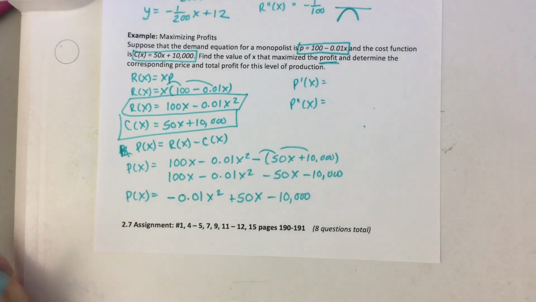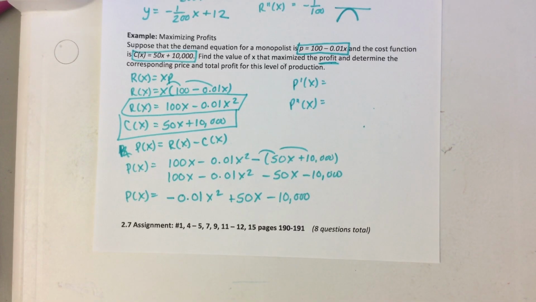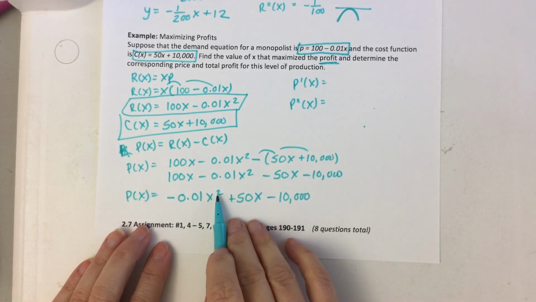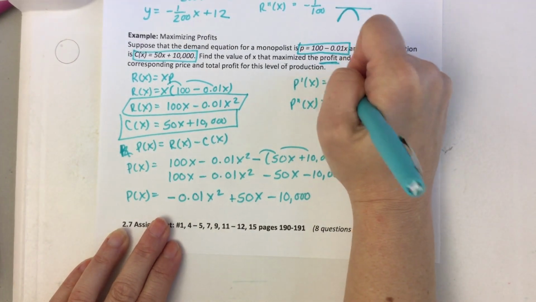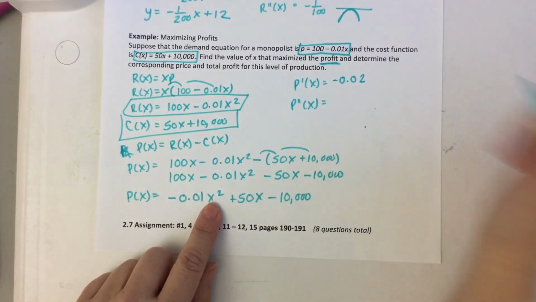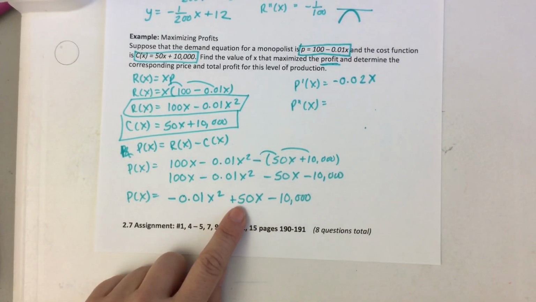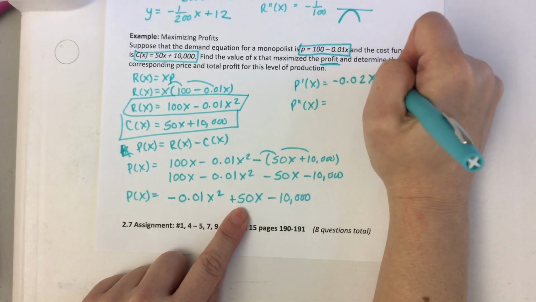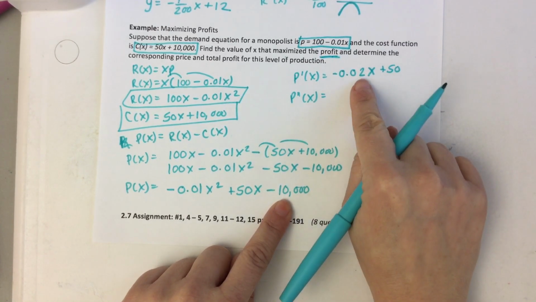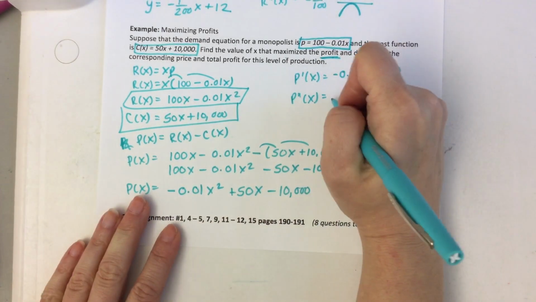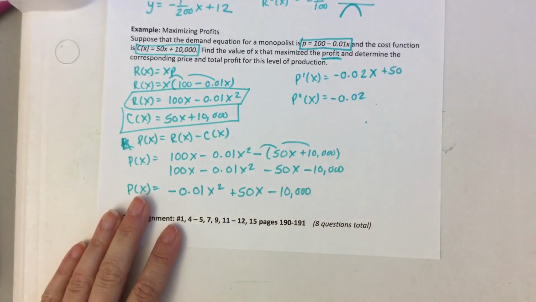second derivative. So if I find the first derivative, 2 times negative 0.01 is negative 0.02. I had two x's, I reduce it, so now it's 1. The derivative of 50x is 50. The derivative of negative 10,000 is 0. Find the derivative of the first derivative, negative 0.02.